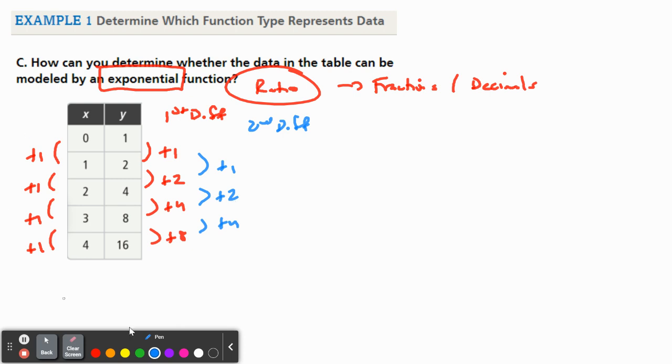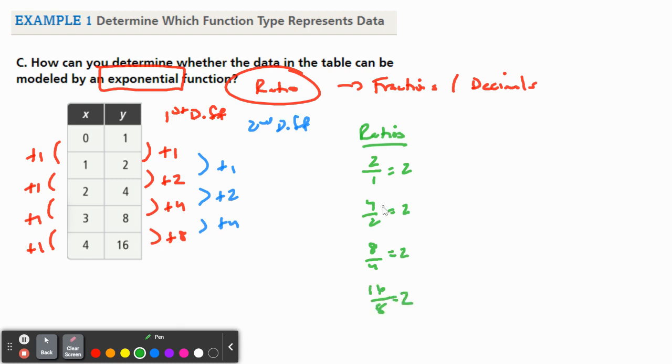So now, this is when you go to the ratios. When you do the ratios, it's always the second y divided by the first y. So second divided by first. So we're going to do 2 divided by 1, which is 2. Then we'll do 4 divided by 2, which is 2. Then we'll do 8 divided by 4, which is 2. Then we'll do 16 divided by 8, which is 2.